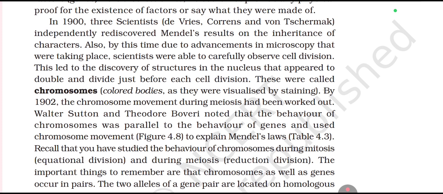By 1902, the chromosome movement during meiosis had been worked out. Walter Sutton and Theodore Boveri noted that the behavior of chromosomes was parallel to the behavior of genes and used chromosome movement, figure 4.8, to explain Mendel's law, table 4.3. Recall that you have studied the behavior of chromosomes during mitosis, equational division, and during meiosis, reduction division.